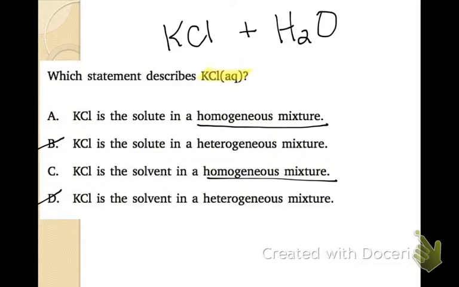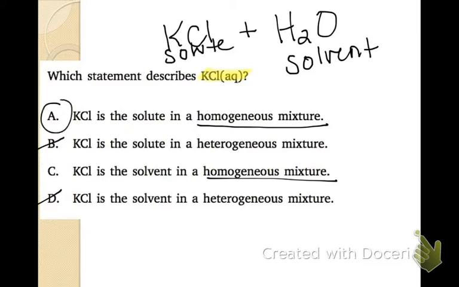And now we need to know if KCl is a solute or a solvent. Now we said that the solute dissolves in the solvent, and water is usually the universal solvent. So we know that water will be the solvent. That leaves KCl to be the solute. So now we're down to A. KCl is the solute in a homogeneous mixture.